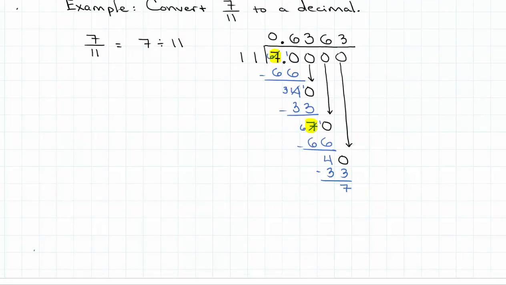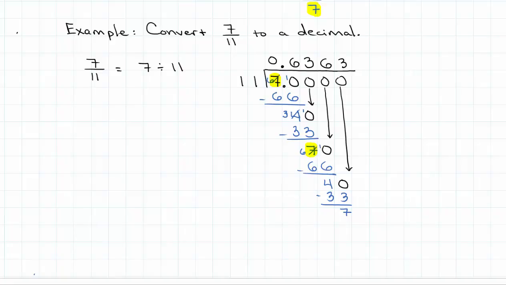So right here, I think it's pretty clear that we can see that there's a pattern repeating here. 63, 63, right? Or you could also see that pattern over here where we saw the 7, 7, 7, and we also got a remainder here of 4, 4. It's like a block of numbers repeating.